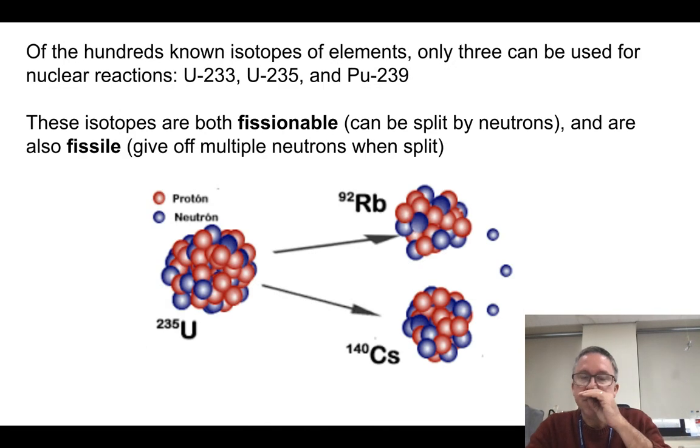Now, there are hundreds of known isotopes out there. I forget, maybe 400 isotopes. I'm not sure, but there's a lot of isotopes out there. And of all those isotopes, there's only 3 of them that actually could be used for nuclear fission. And here's why. It's not just that I need it to be able to be split. Okay, we call that fissionable. So if a big nucleus can be split by a neutron, we call it fissionable.